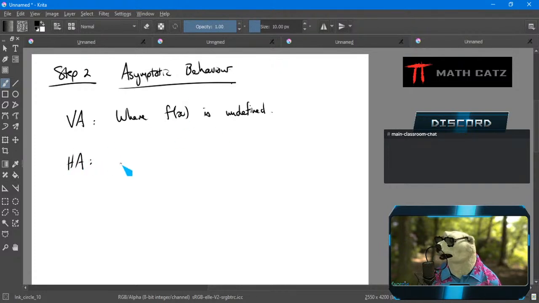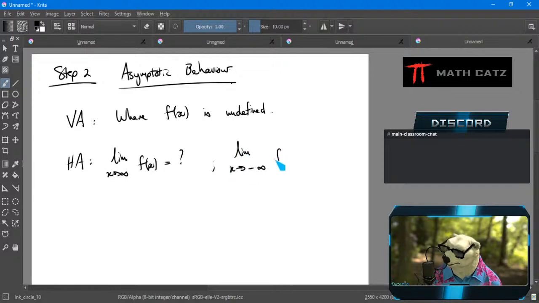The horizontal asymptote question, I just want to say, is we're asking what is the limit as x approaches infinity of my function. And the other side as well, x approaches negative infinity of my function. Meaning, what happens to the graph, what happens to the function, as I go far to the right and far to the left, what happens?